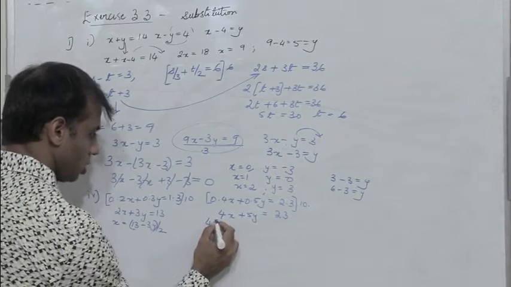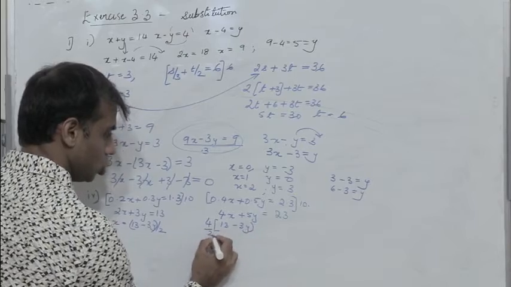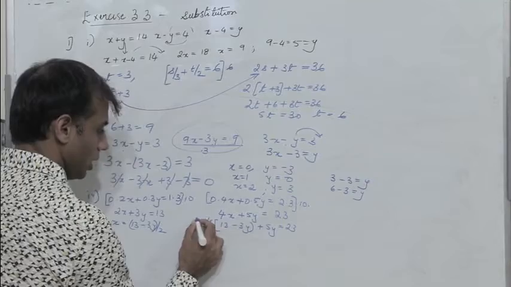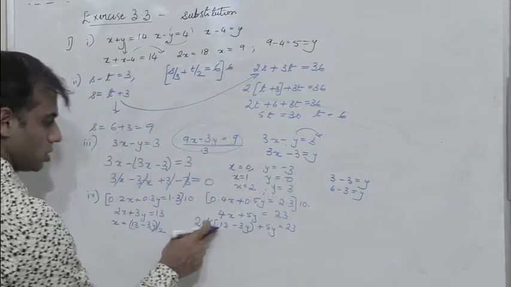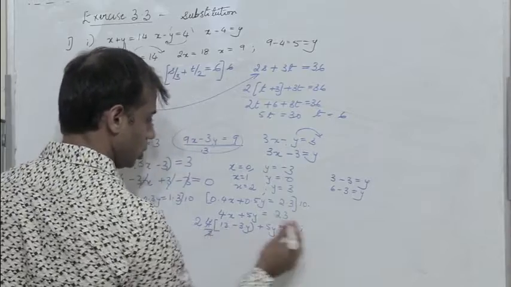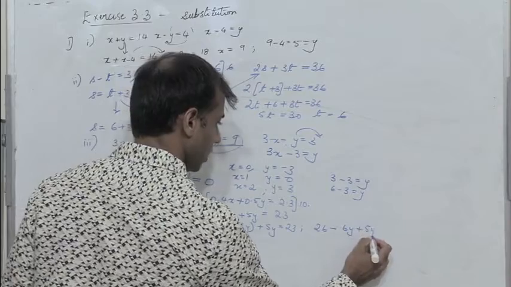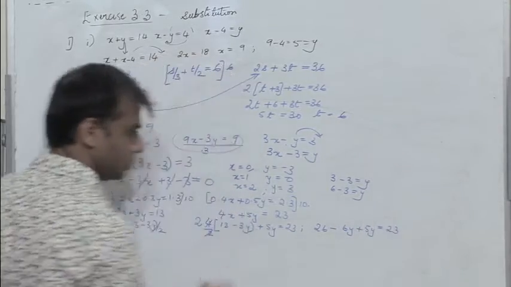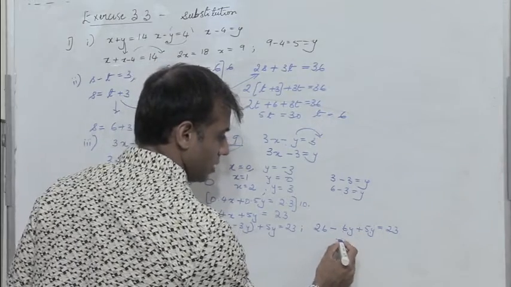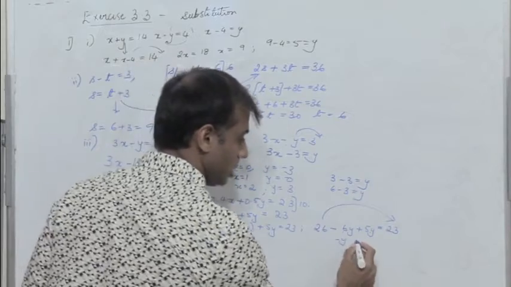So I get 4 into (13 minus 3y) by 2 plus 5y equals 23. So I get 2 here, so this is 2 into 13, which is, I'll write it here, 2 into 13 is 26 minus 6y plus 5y equals 23. Okay, so minus 6y plus y is minus y. Taking 26, I get minus 26 plus 23 equals minus 3.